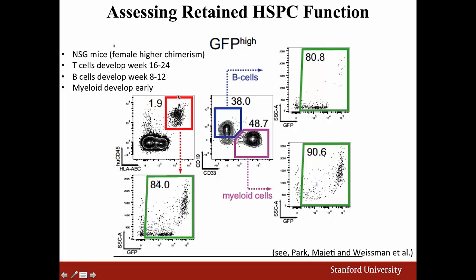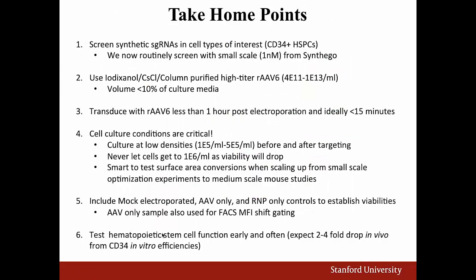We do HLA and human CD45, and then off of that we stain for B cells and myeloids to look for multilineage, and CD3 for T cells. Within those gates you can look at GFP percentages. And with that, I've put up a text slide with the take-home points.